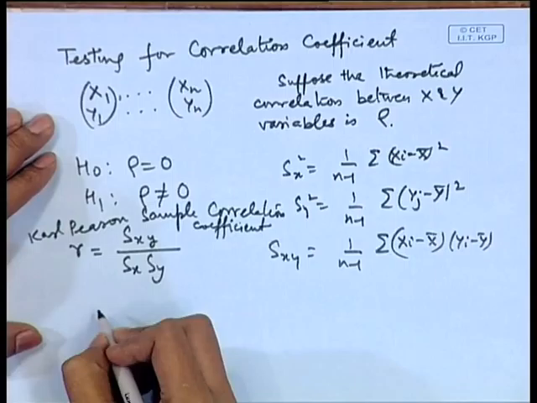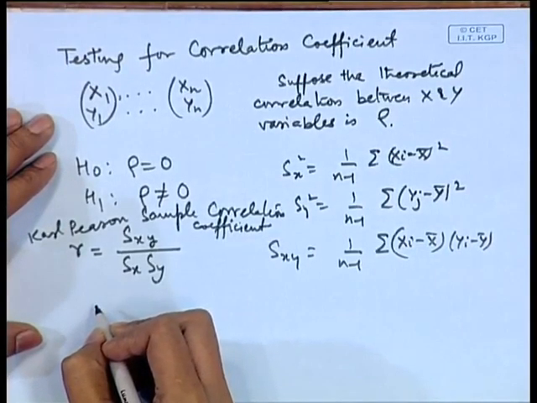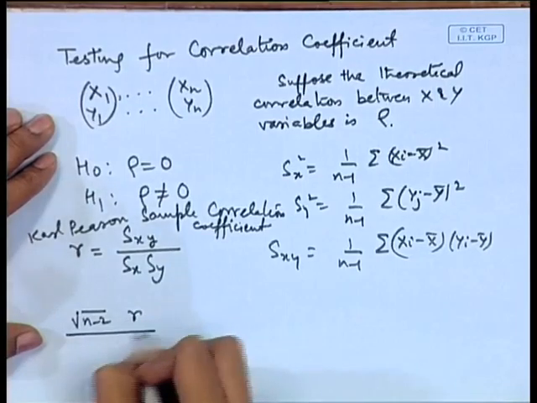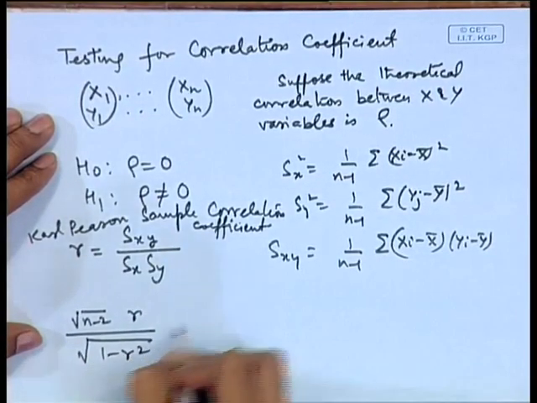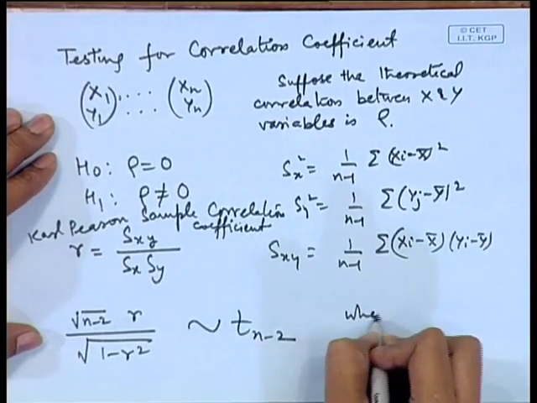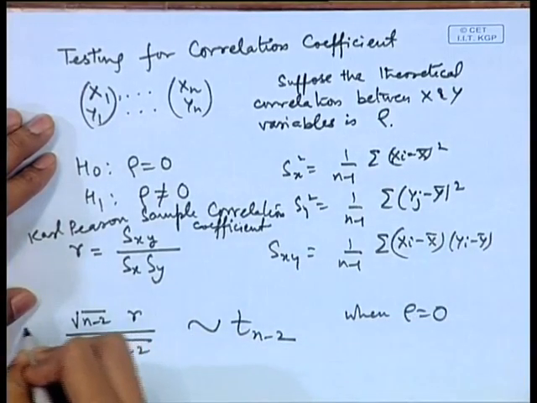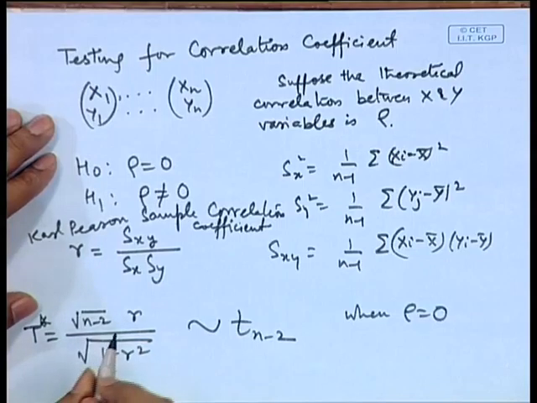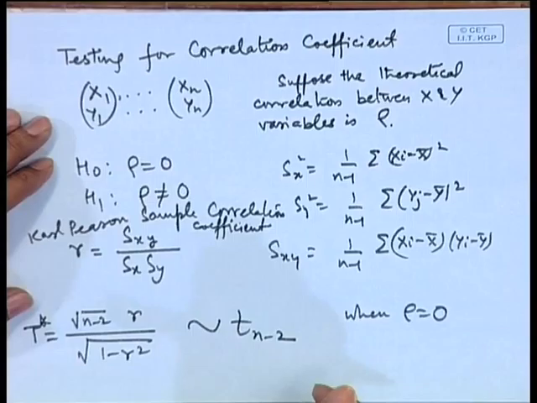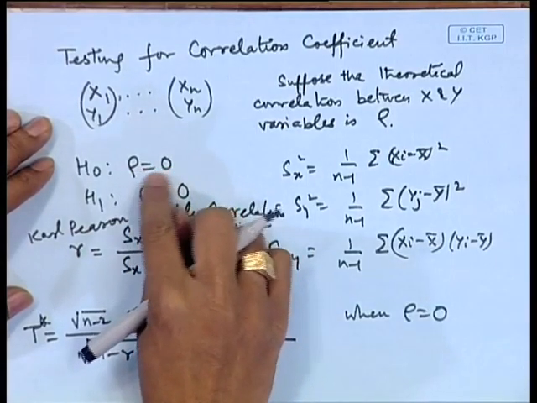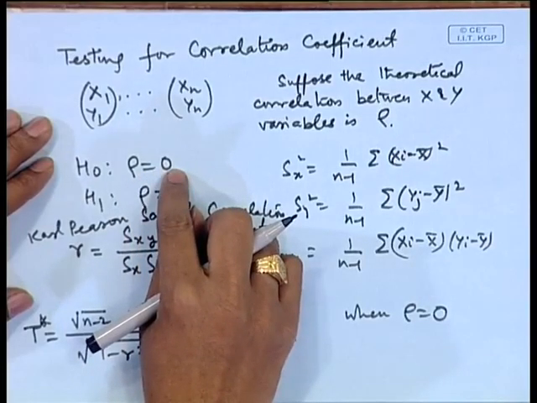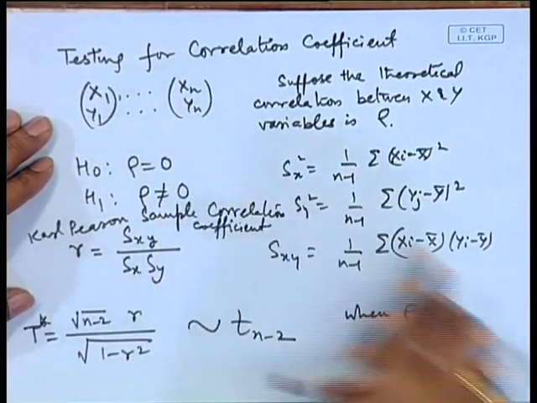Then it has been observed that square root n minus 2 into r divided by root 1 minus r square, this is having a t distribution on n minus 2 degrees of freedom when rho is equal to 0. Let me call it t star. So, one can make use of this for testing the significance of correlation, that means whether there is a significant correlation between the two variables or not.